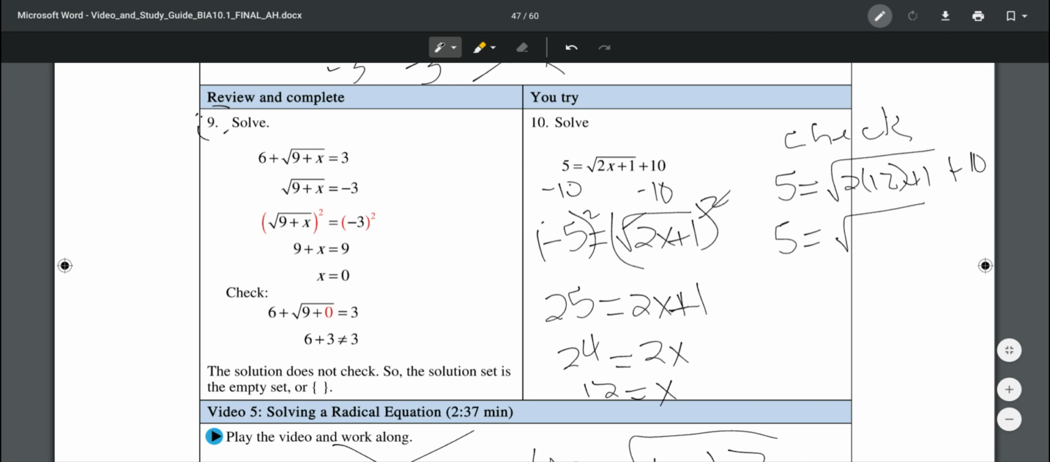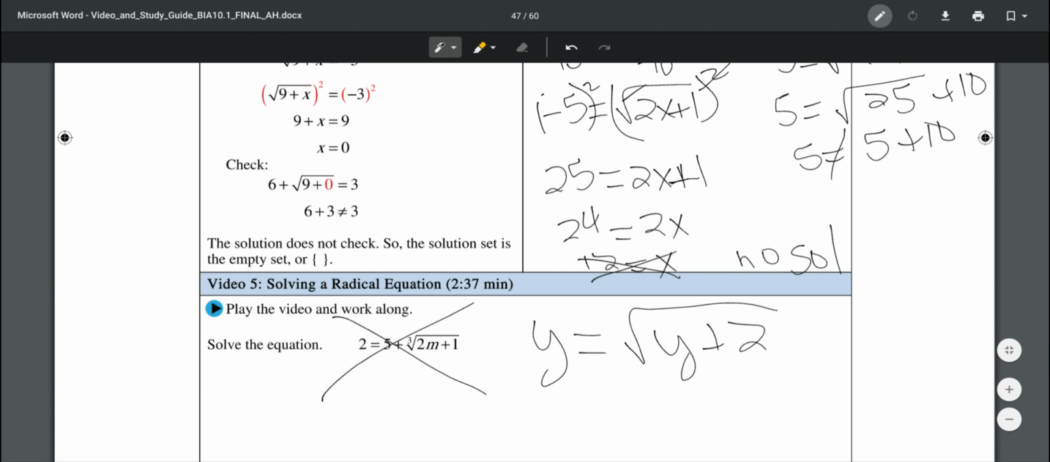2 times 12 is 24. 24 plus 1 is 25. And when I take the square root of 25, I get 5 plus 10, and 5 plus 10 does not equal 5. So I have no solution for this problem. So there are a few examples of no solution scenarios.